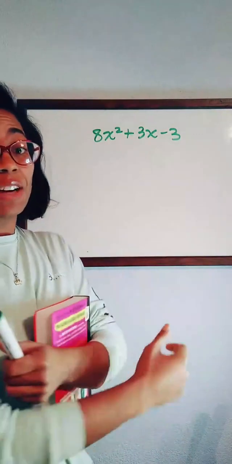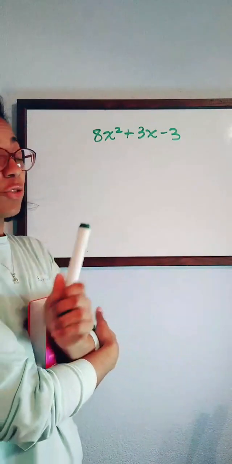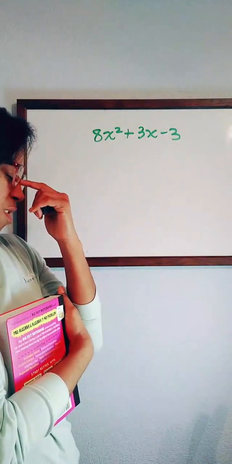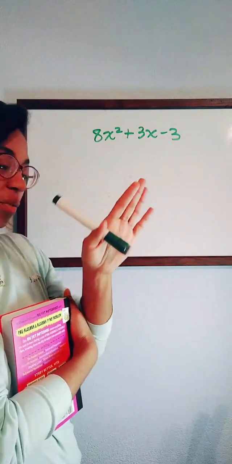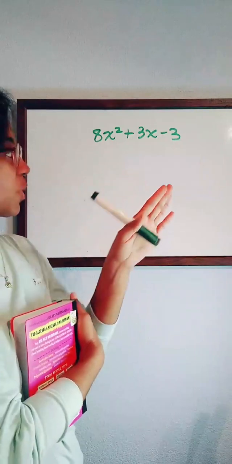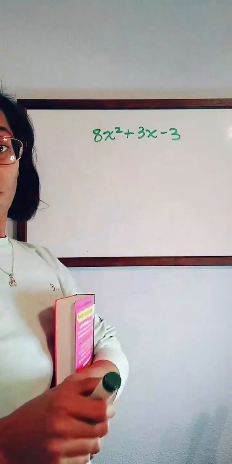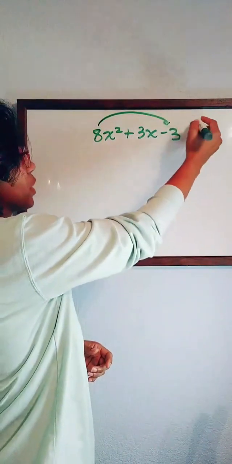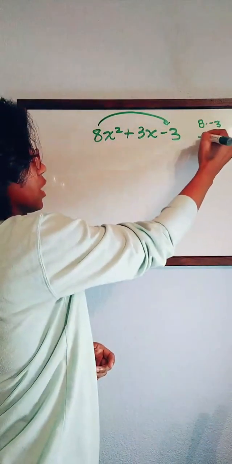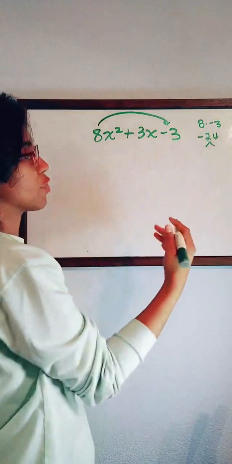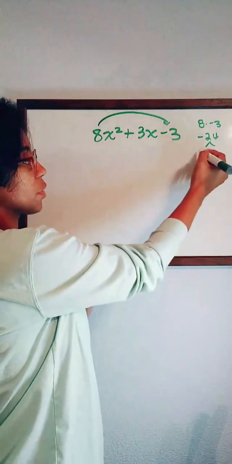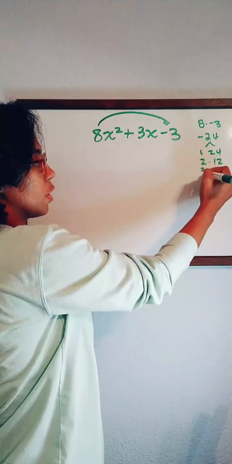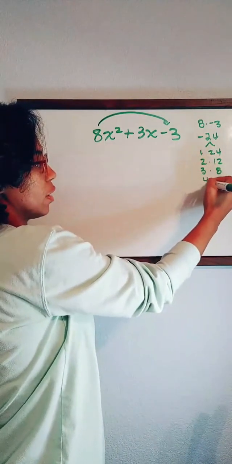Let's see, is it factorable? We have to determine if it's factorable. So if I do 8 times -3, that's going to give me a -24. And I got to look at the factors to see if they give me a +3. So that's a quick way to do it. You're going to multiply your 8 times your -3. That's going to give you a -24. Now you need to find 2 factors that are going to create a +3. 1 and 24, 2 and 12, 3 and 8, 4 and 6.